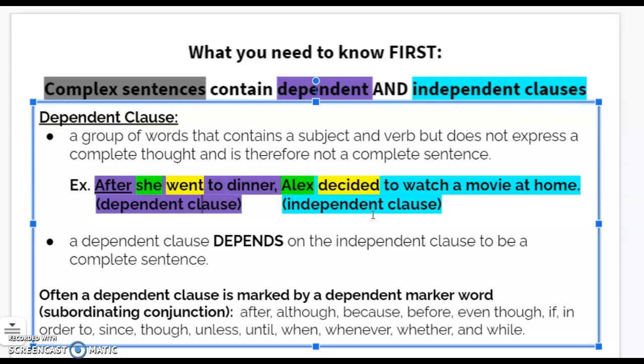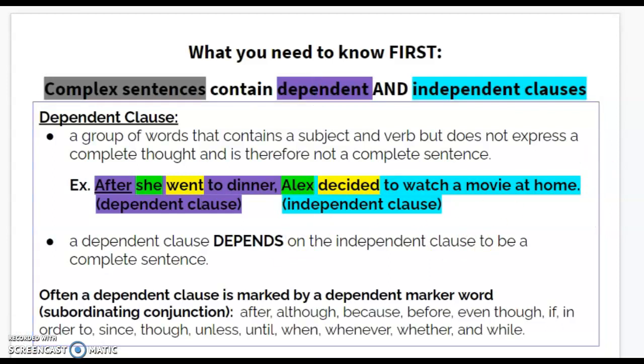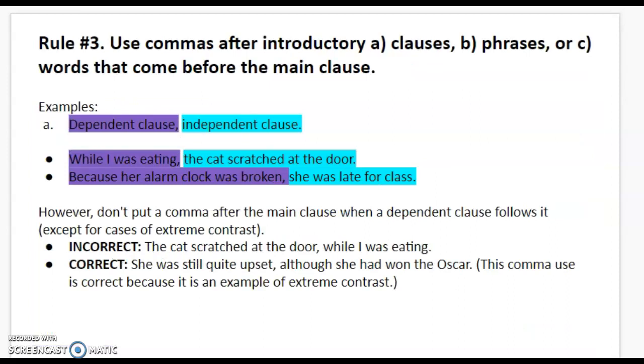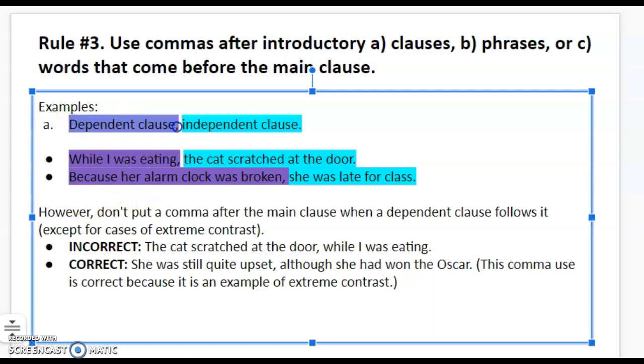Often you can identify the dependent clause by those words: after, although, because, before, even though, in order to, though, unless. Those are subordinating conjunctions. Again, you'll probably never remember all these grammar terms. I don't even remember most of them when I walk away from this, but it's to help us gain the understanding of comma use. So finally, rule number 3 for comma use is after introductory clauses, phrases, or words that come before the main clause or the independent clause, you need to put a comma. When you have the dependent clause before the independent clause, you put a comma before the independent clause.